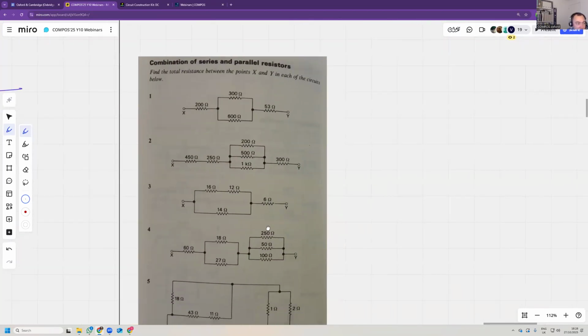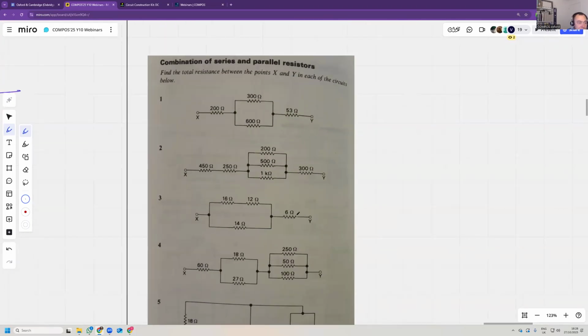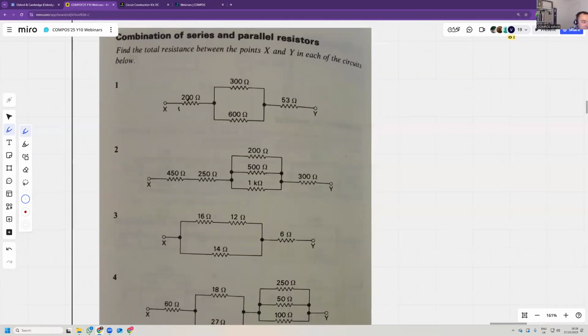Now we have combinations of series and parallel. So here you have 200 combinations. So first you do the combination. 300 and 600. So 1 over 300 plus 1 over 600. That's going to be 3 over 600, which is 1 over 200. So that's a 200 ohm resistor. So you can replace that with a single 200 ohm resistor, and then the total is 453. So it's bam, bam, bam.